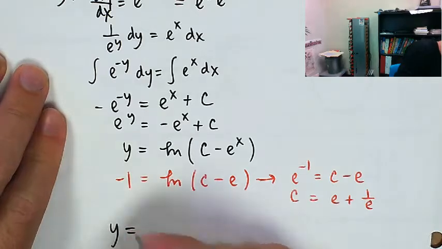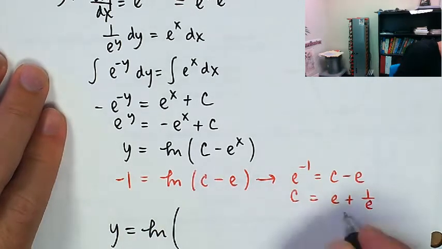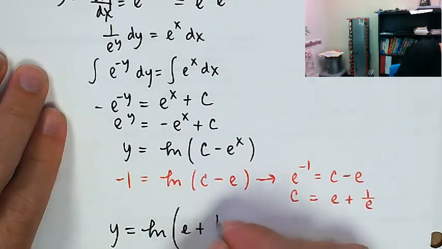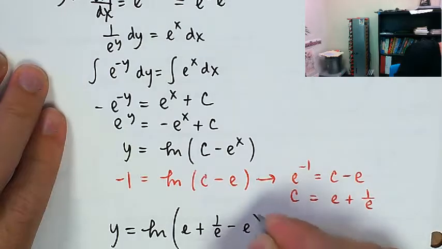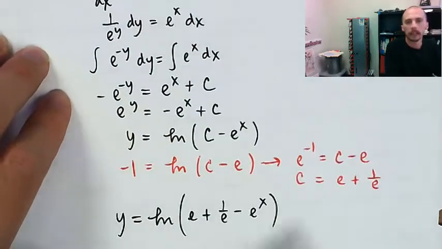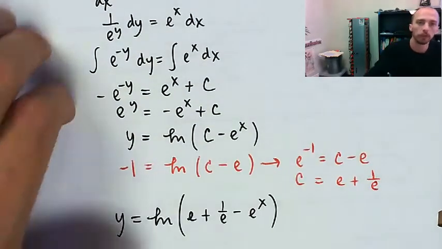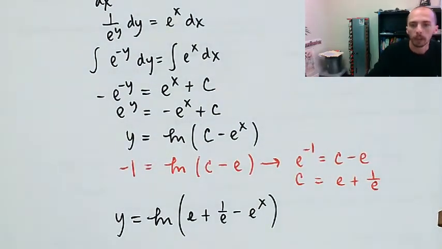So I'm going to say y equals the natural log of e plus 1 over e minus e to the x. And again, although this looks like something you want to be able to apply a log property to, there's nothing you can do to that. Nothing else you can do, because we can't split a log over addition, there's no log property for that.